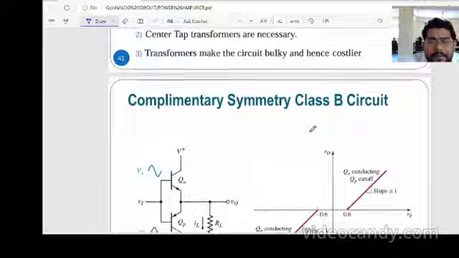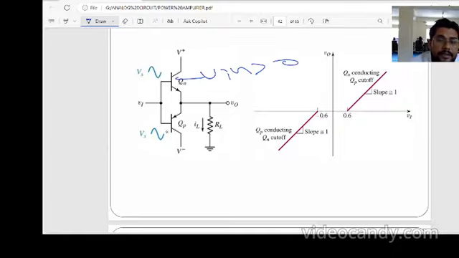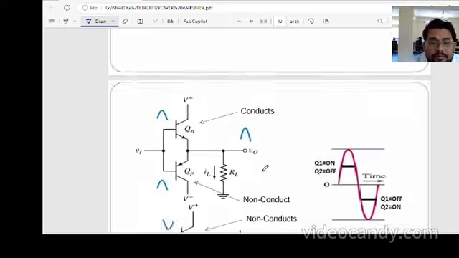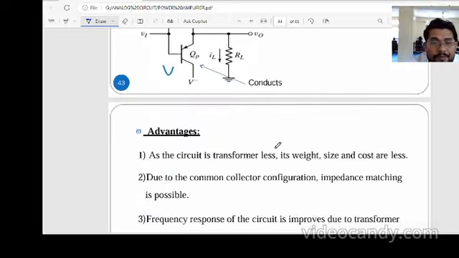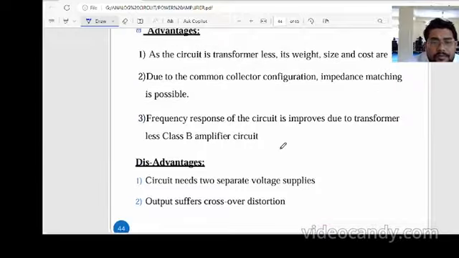Then the complementary symmetry class B circuit is there. This is the NPN transistor. This transistor works if the input is greater than 0, and this transistor works if the input is less than 0, and we can see the output like this. Conductance of Q1 slopes like this, and conductance of Q2 slopes like this. So we can see the disadvantage also.